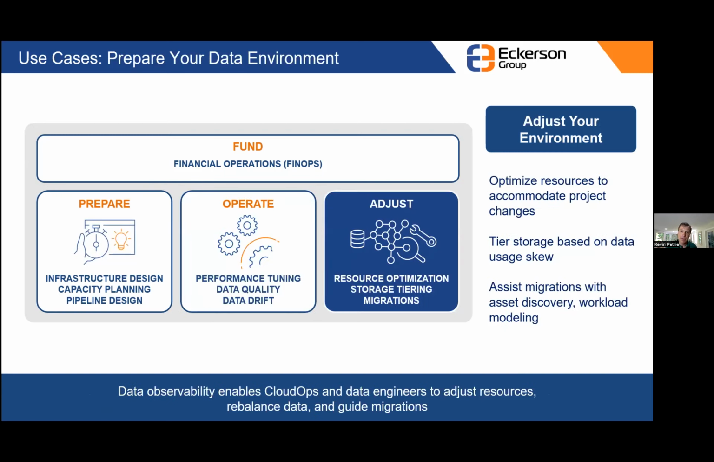All right, third big bucket, adjusting. Enterprises need to adjust their data environments as they go. There are a lot of ways in which this takes place. The big three use cases are optimizing resources to accommodate project changes. There are inevitably changes to an analytics project that will take place, especially in the area of data science.